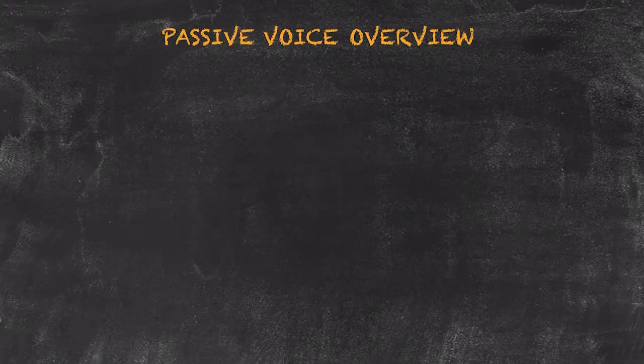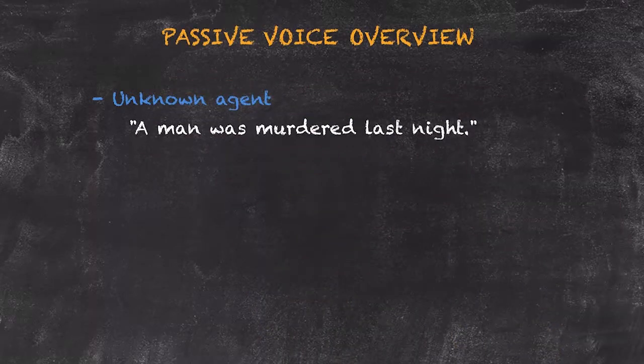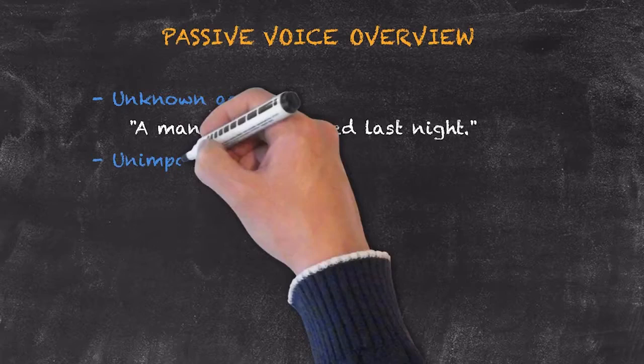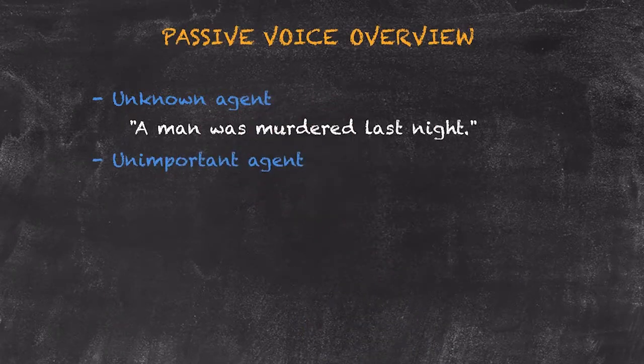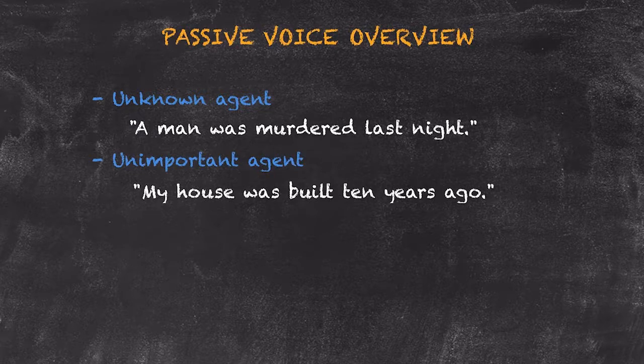The passive voice is particularly used when the doer of an action or the subject of an action is unknown. For example, a man was murdered last night. We don't know who committed the action. The passive is also used when the doer or subject of the action is not important. For example, my house was built 10 years ago. It's not important to the meaning of the sentence who built it.